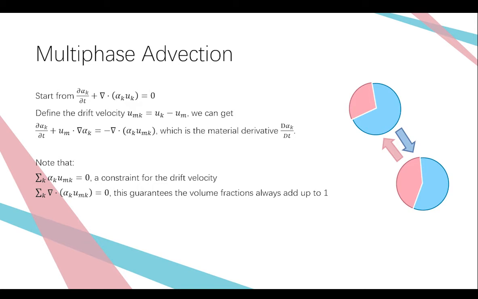Note that we have two equations. The first says that drift velocities multiplied by volume fractions should add up to 0. This is a constraint the constitutive model for drift velocity must obey. This also leads to the second equation, which guarantees the volume fractions always add up to 1, and the particle's volume is never changed.